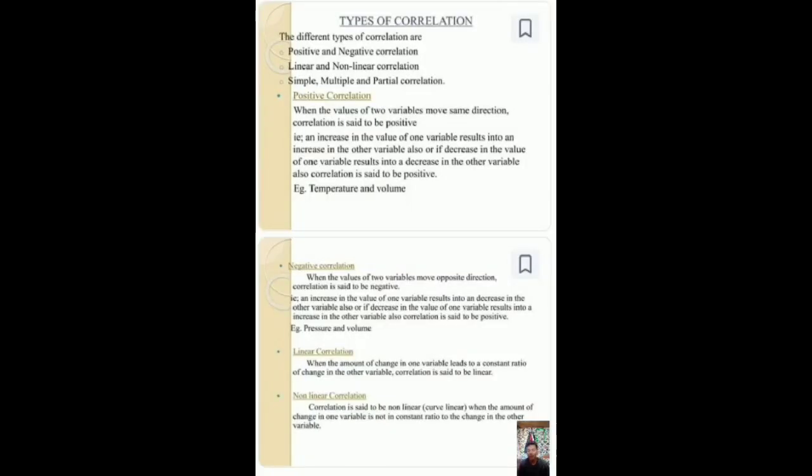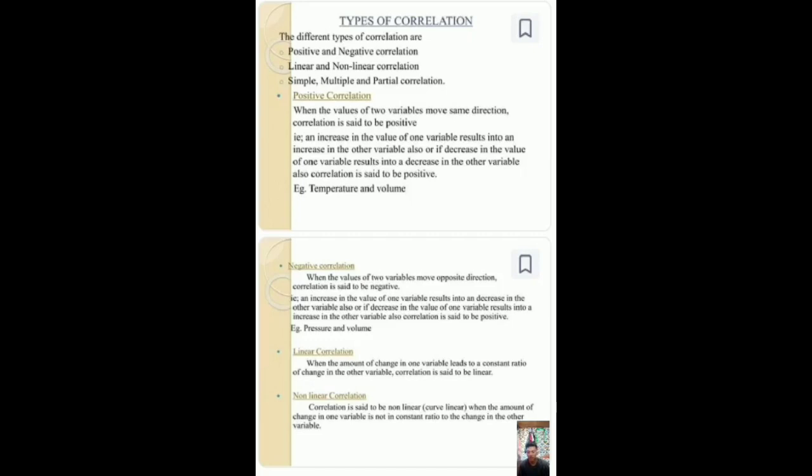Today I will discuss my assigned topic, which is the types of correlation. There are different types of correlation: positive and negative correlation, linear and non-linear correlation, and simple, multiple, and partial correlation.